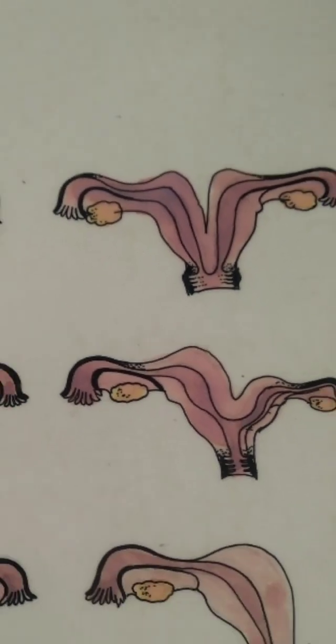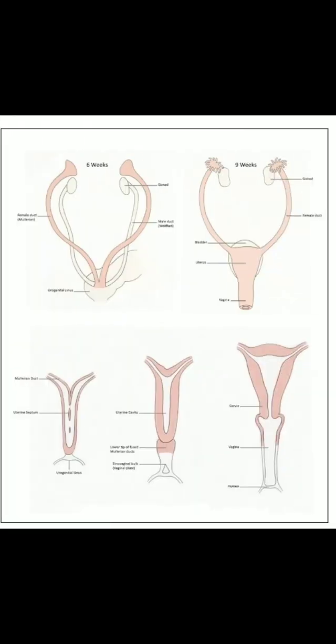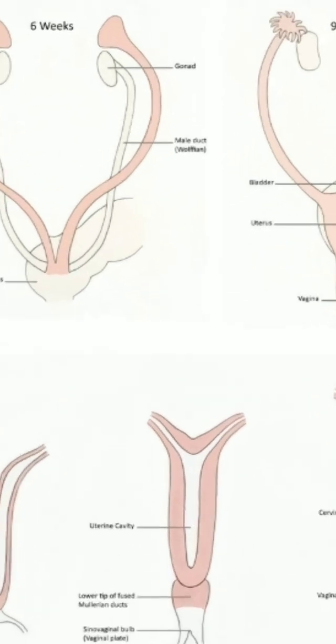To understand the anomalies in detail, first we will briefly go through the development of the uterus. Then we will understand the anomalies better. So it may appear complicated, but it is easy.